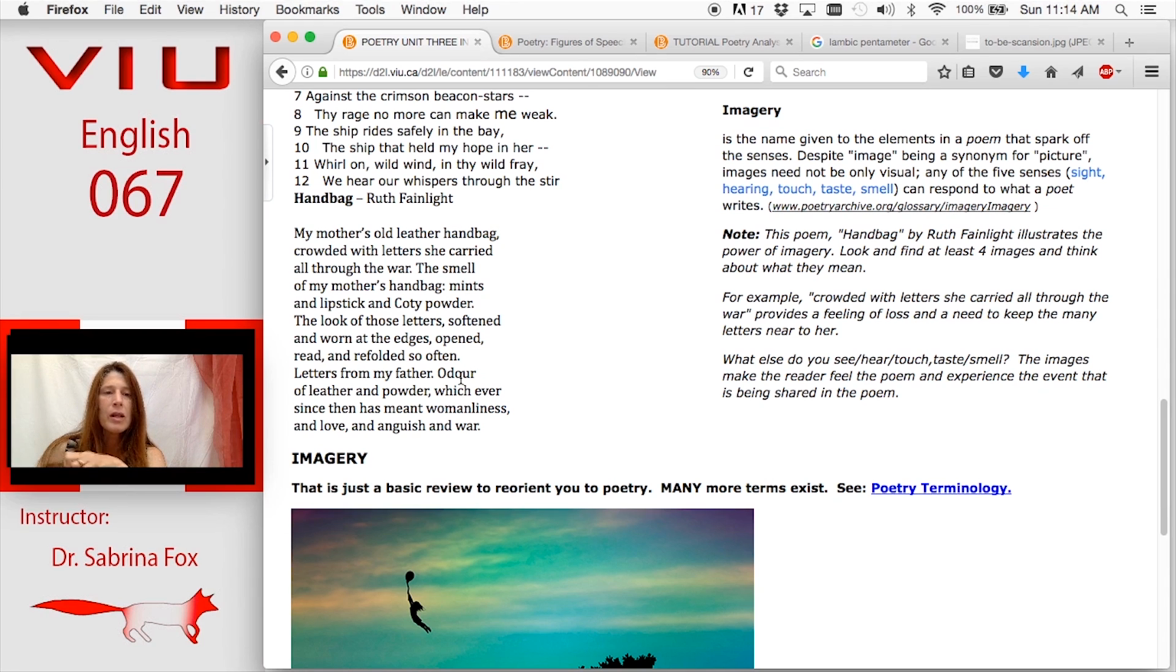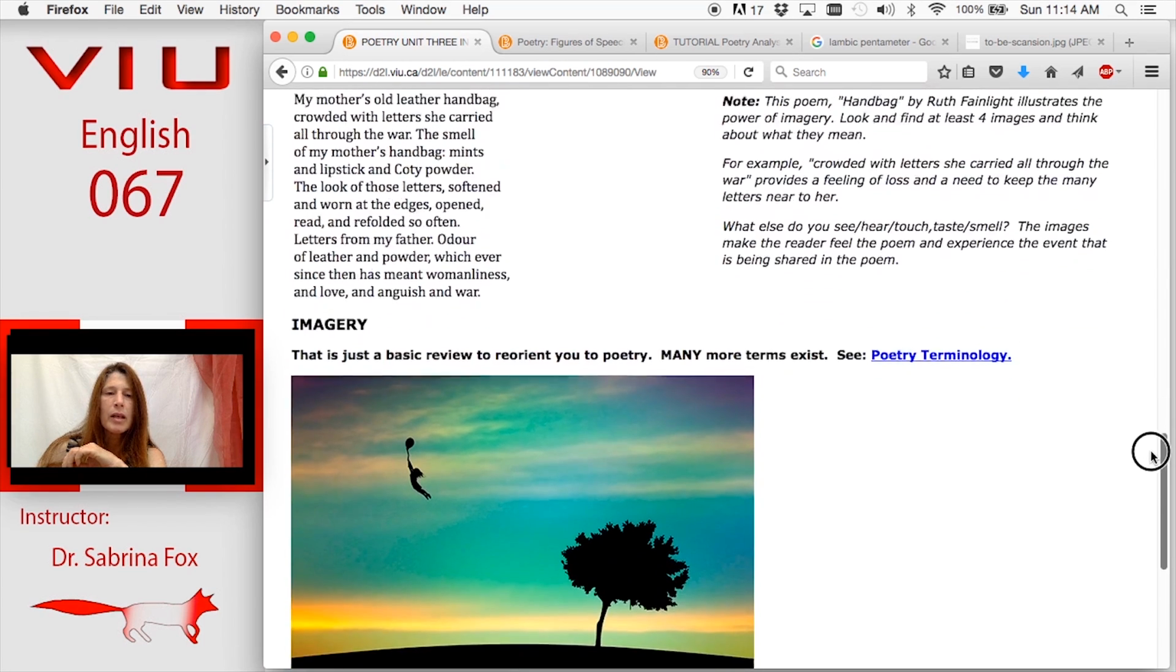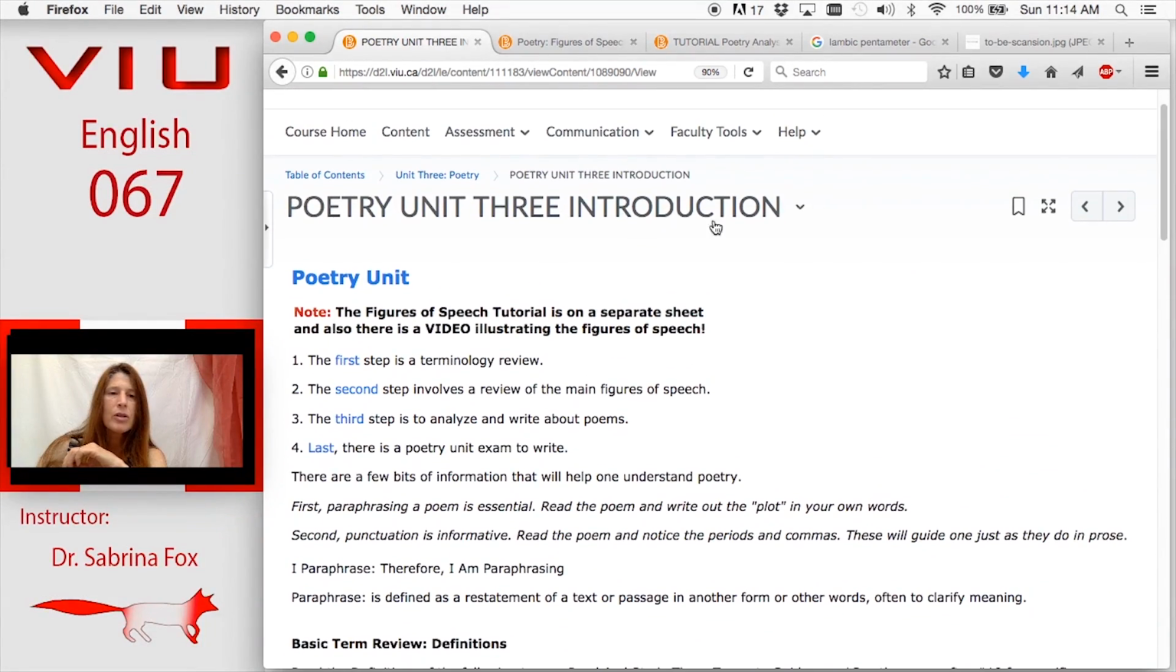You have a real sensation of emotion. Odor of leather and powder: both sort of senses together, soft and hard at the same time. And womanliness of love and anguish. You sense the upset. So you get a sense of feeling, of touch between them. So that gives you a sort of an introduction to poetry and imagery. So that is just your poetry unit first introduction.